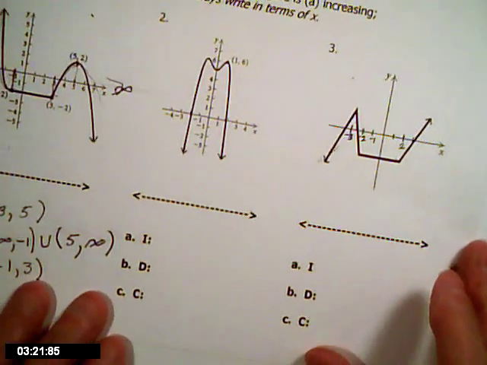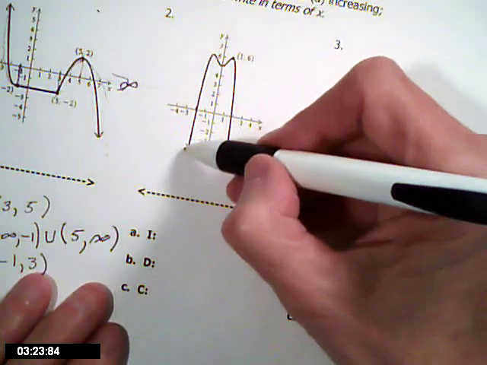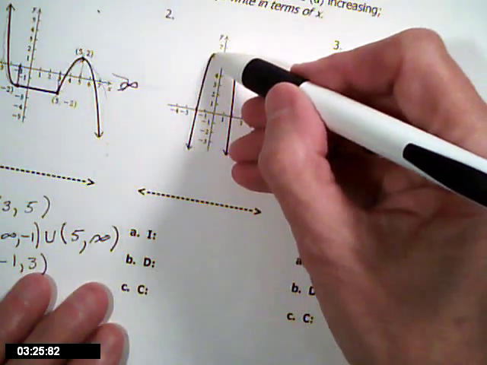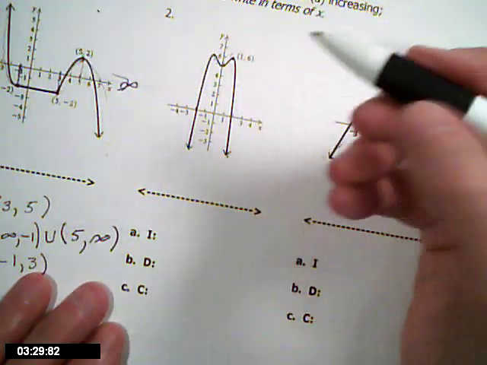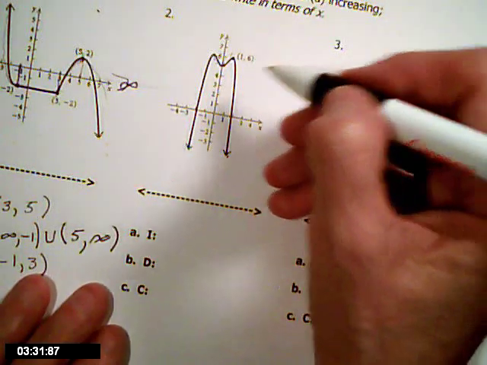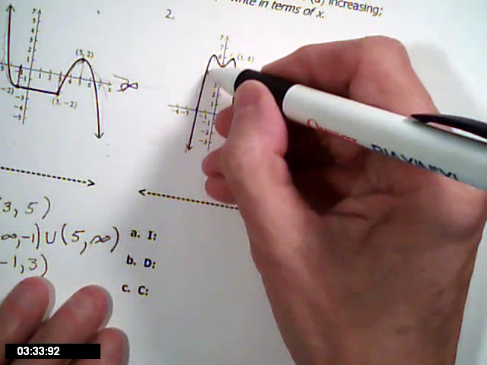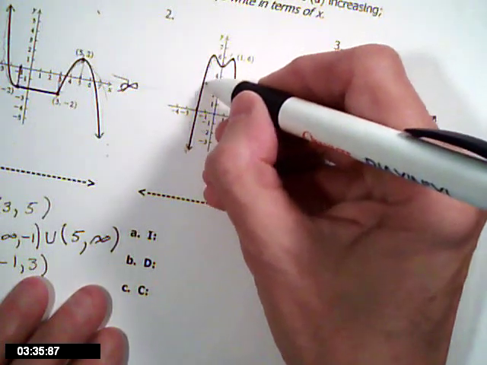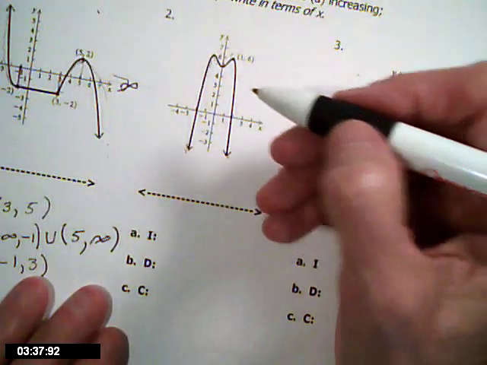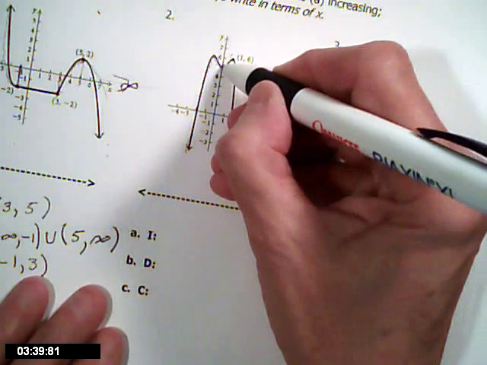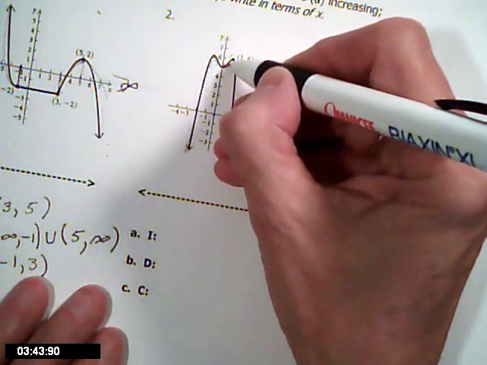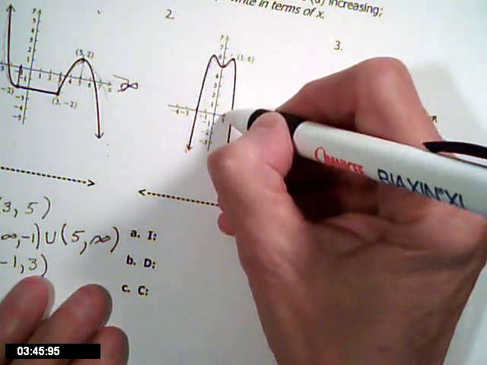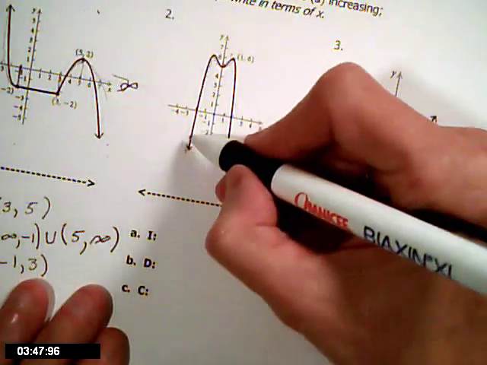Okay, problem number 2. This graph increases, decreases, increases, decreases. Now what you've got to notice is what x is. It increases to this x, which is -1. Then it decreased to what x? Well, that x is 0. It increases to this x, which is 1. So let's write that down.